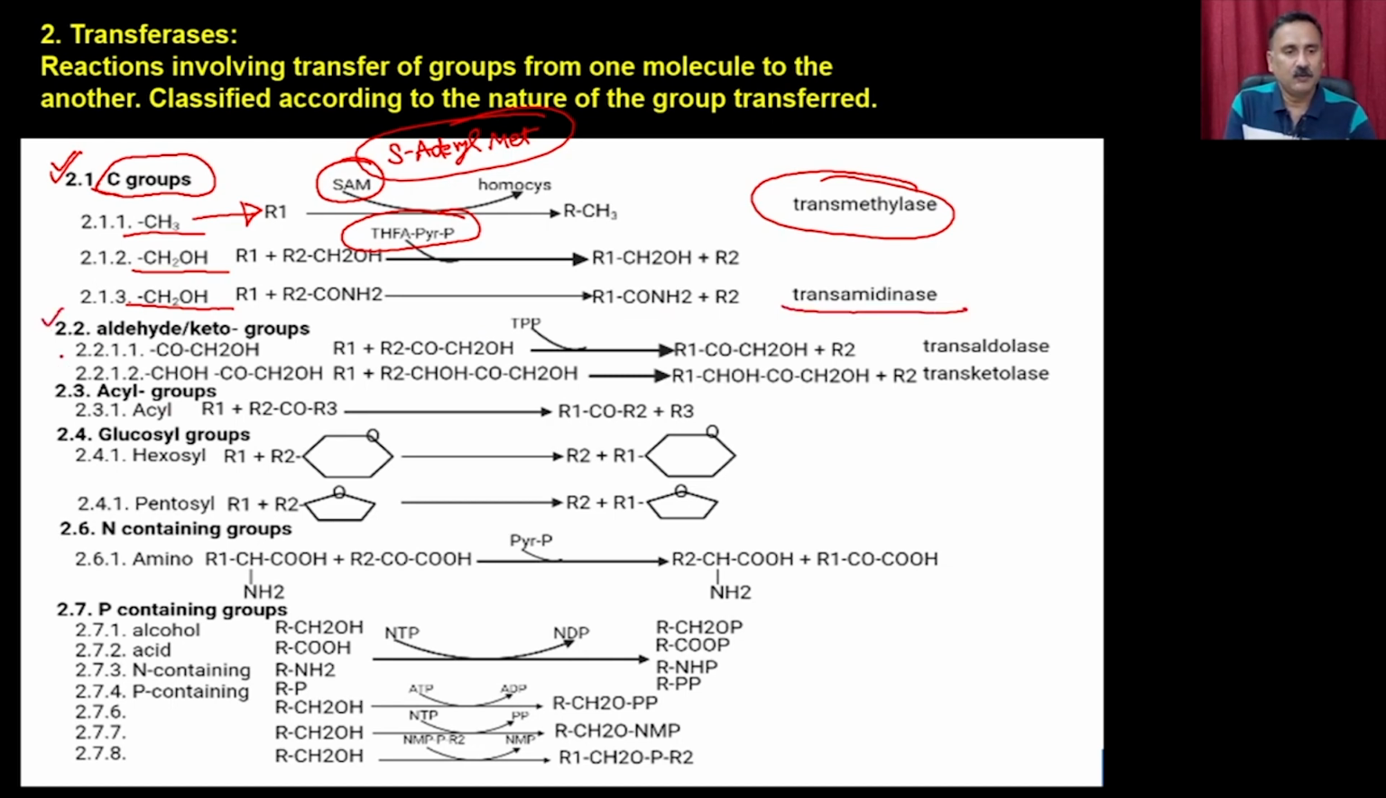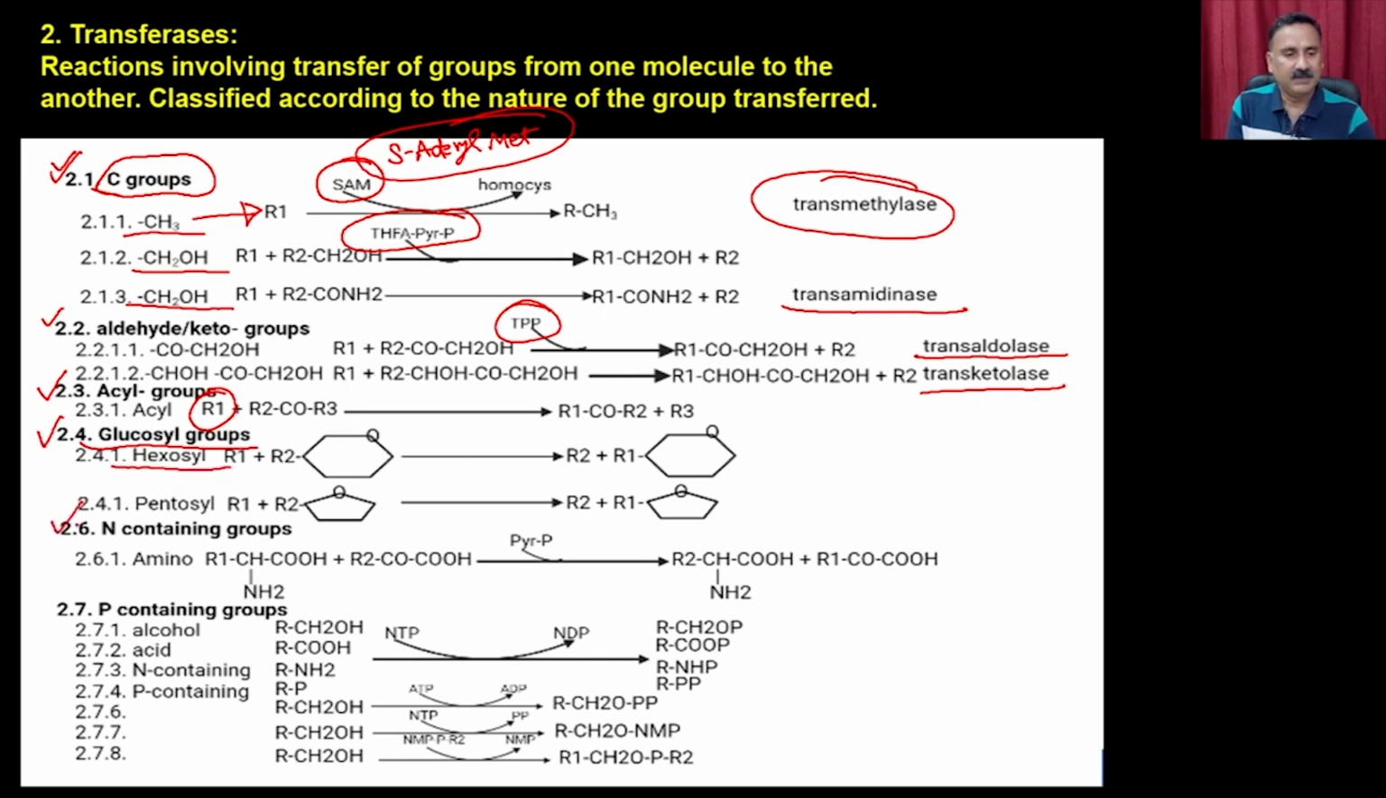Then 2.2 is the aldehyde or keto group, and these are the reactions they catalyze, where they also use different types of cofactors. These are the transaldolases or the transketolases. Then we have 2.3, which is the acyl groups; these transfer the acyl group, and that's how they are called acyltransferases. Then we have 2.4, which is the glycosyl groups. So these are the hexosyl groups and all that.